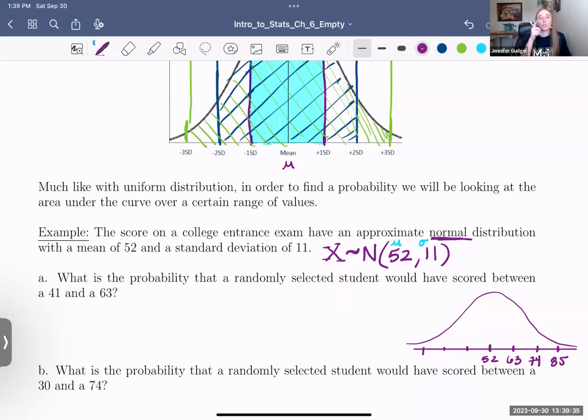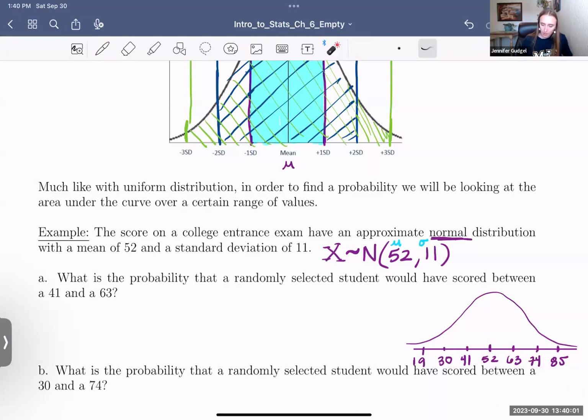Now in the other direction, we subtract our standard deviation. So again, the mean's in the middle, that's 52. Now we're going to minus 11, minus 11, minus 11, because that was my standard deviation. So 52 minus 11 is 41. Minus 11 is 30. Minus 11 is 19.